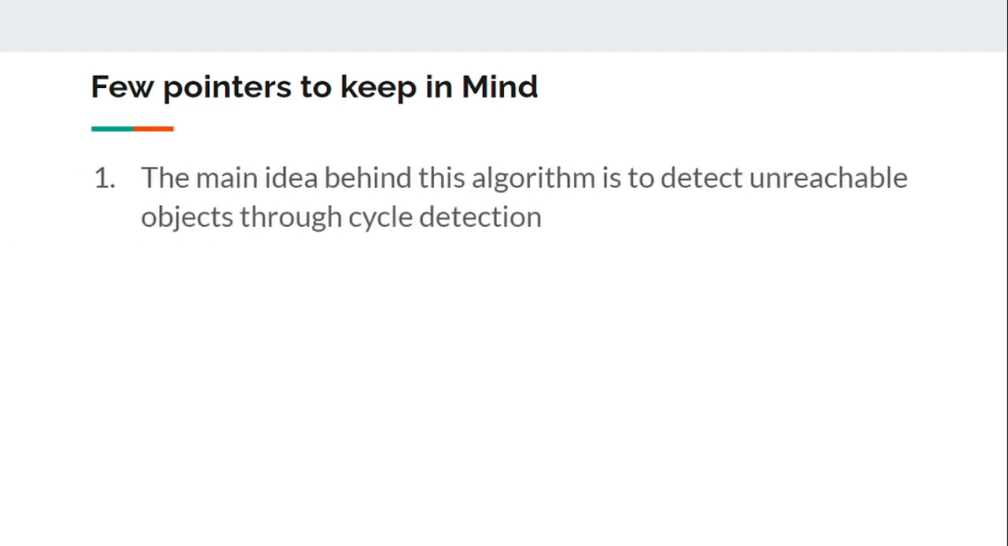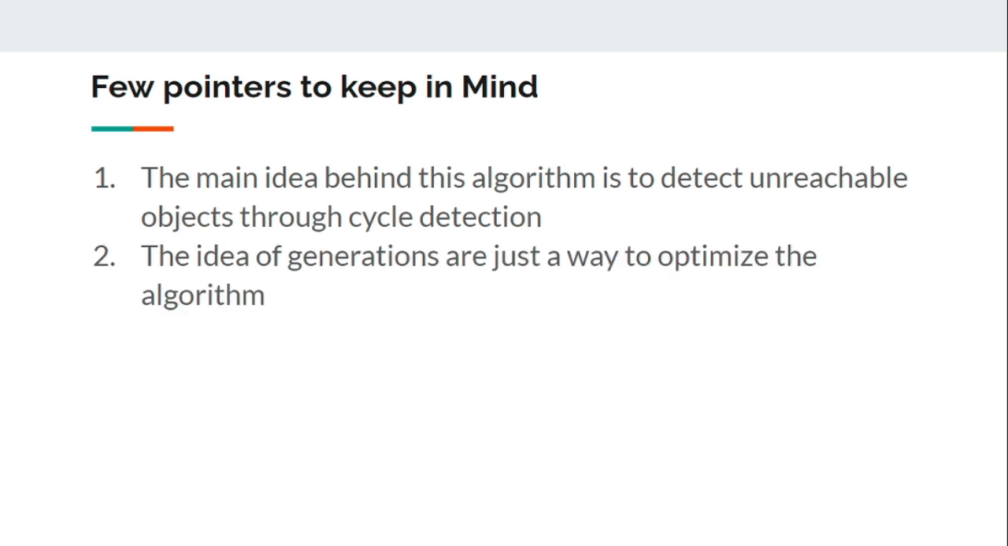The first is that the main idea behind this algorithm is cycle detection. The idea of generation is just an optimization, so that is not the core thing. The fact that Python keeps objects in 3 different lists is not the core of the algorithm. The core of the algorithm is the cycle detection technique: how Python detects whether an object is unreachable or reachable. So these 2 ideas you should first keep in mind.